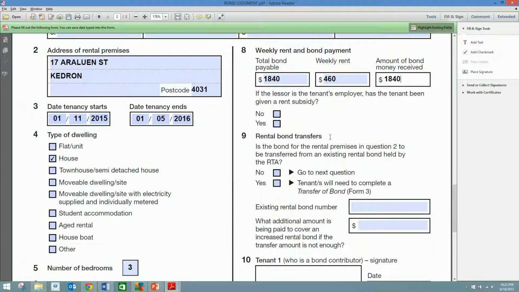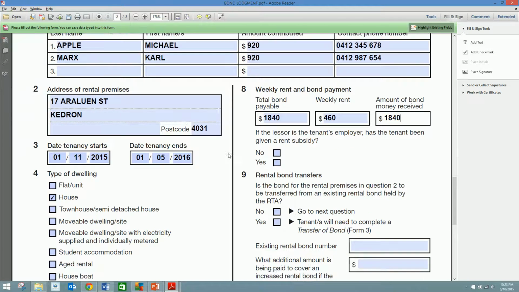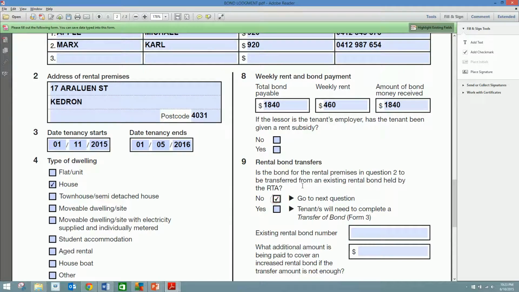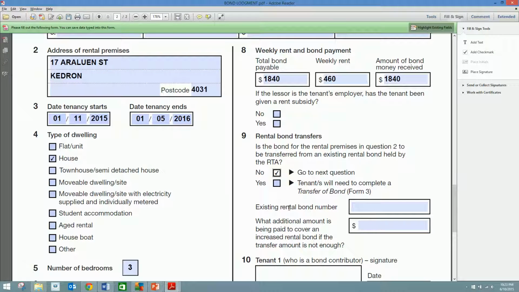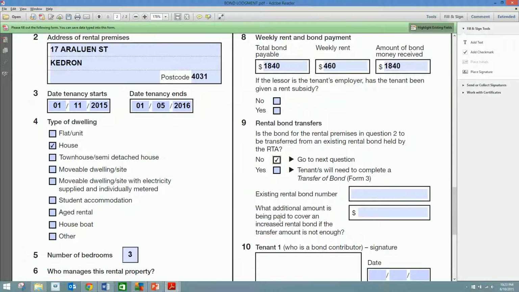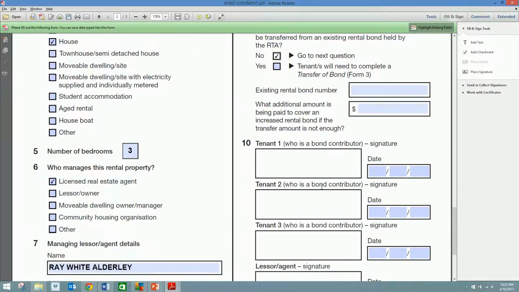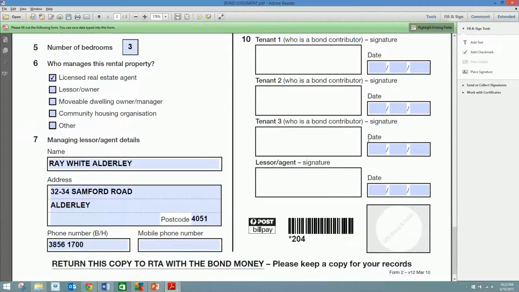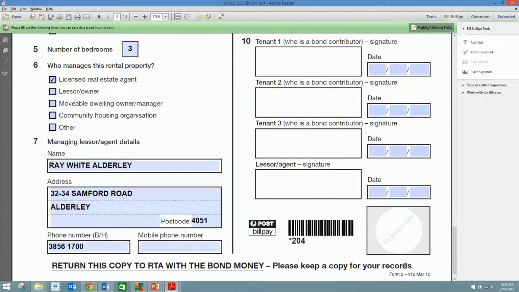If you move from one rental home to another, you can apply just to have your bond transferred rather than getting it back and then lodging it again. We're going to pretend that Michael and Carl haven't rented before, so we'll say no. If they had, they would just use their bond number to transfer the bond. And then they sign and date. And that gets lodged to the RTA.